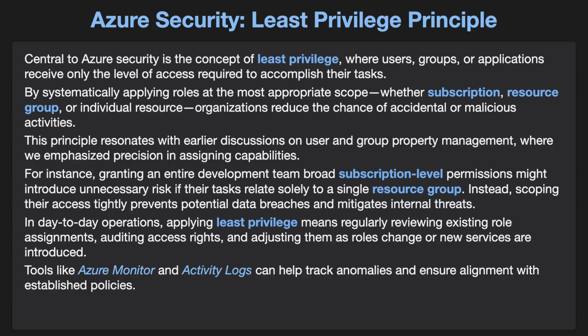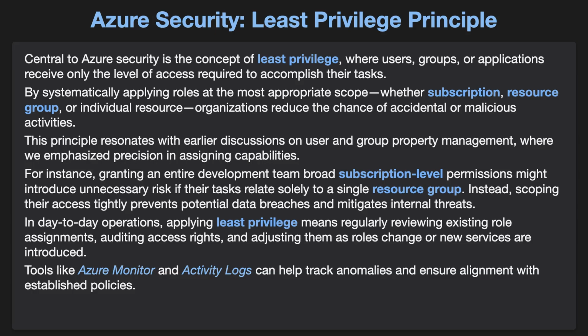Central to Azure security is the concept of least privilege, where users, groups, or applications receive only the level of access required to accomplish their tasks. By systematically applying roles at the most appropriate scope, whether subscription, resource group, or individual resource, organizations reduce the chance of accidental or malicious activities. This principle resonates with earlier discussions on user and group property management, where we emphasize precision in assigning capabilities.